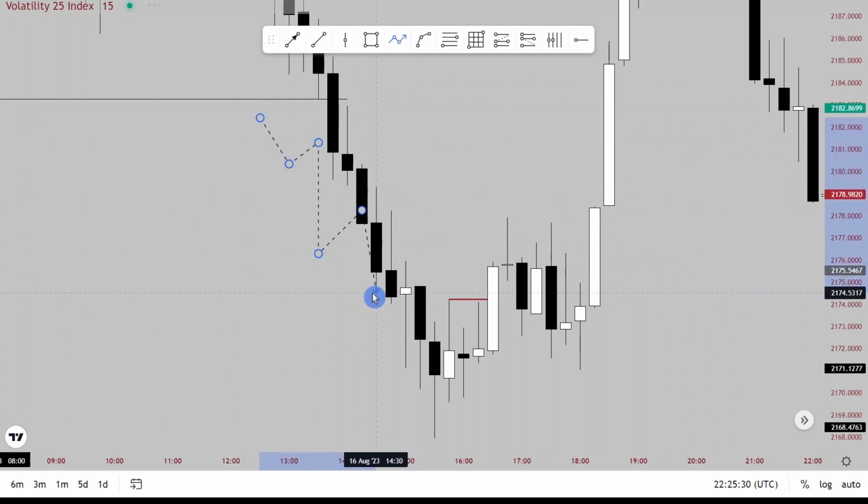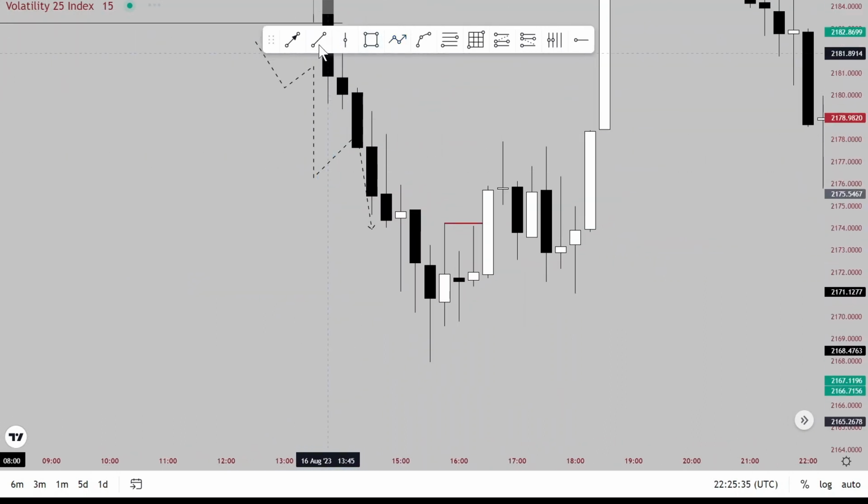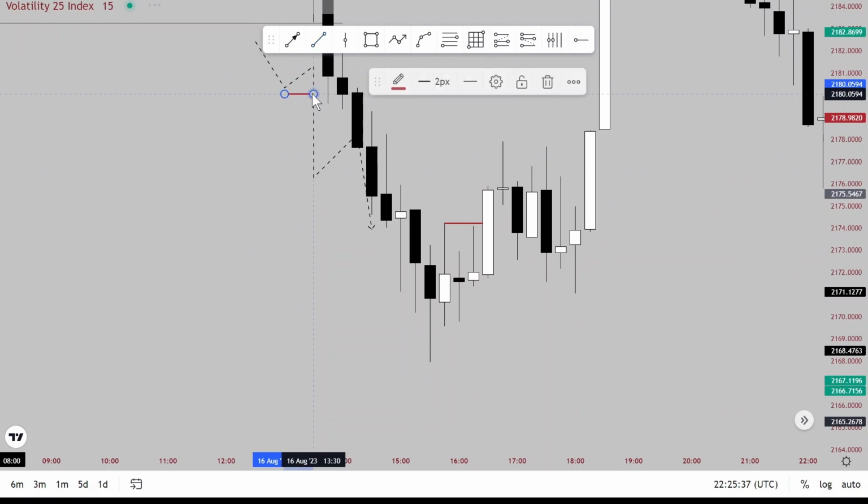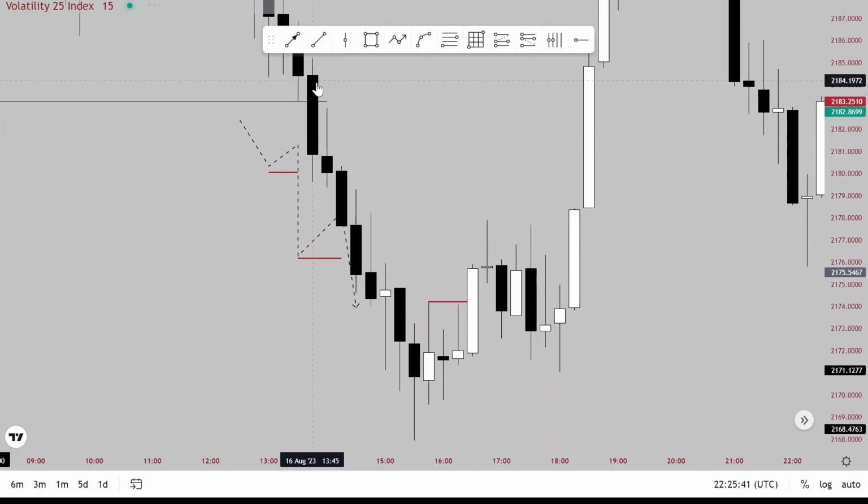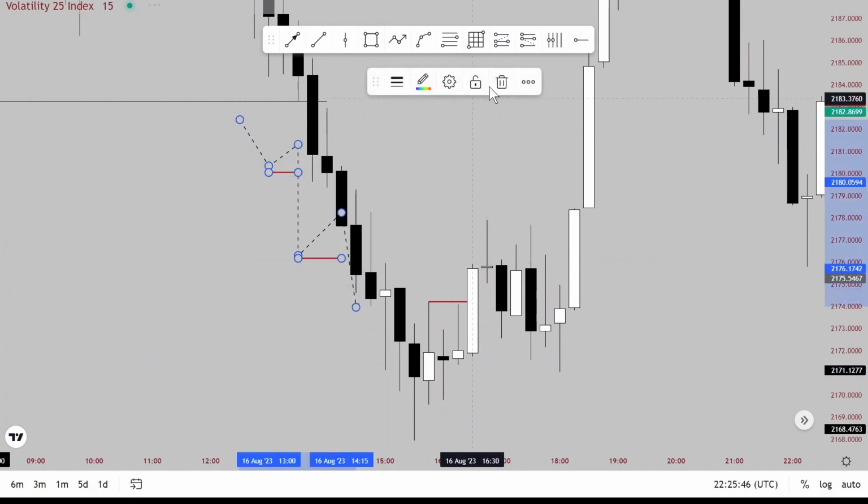What I said for continuation is if after the raid we still see two breaks to the downside, then we don't look for reversal, we look for continuation. But this one just broke, went all the way down, no structures. So our reversal idea is still valid.